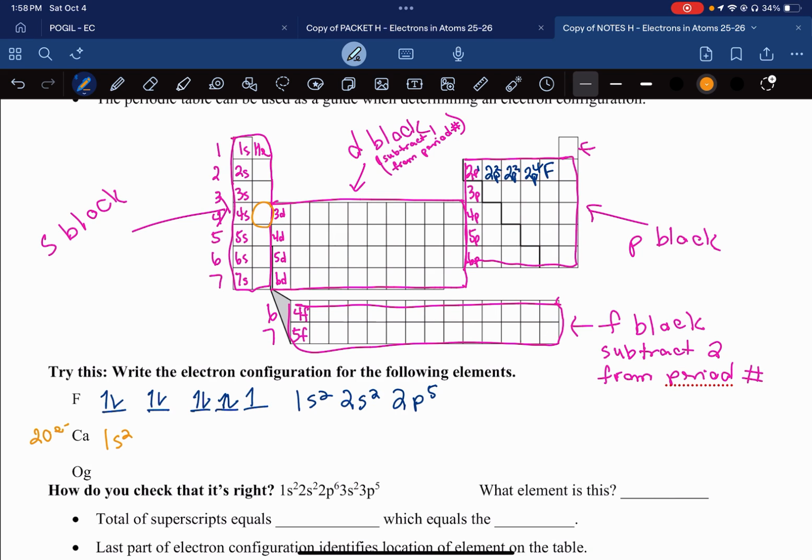Here we go. 1s2, that's 2. Then 2s2, that's 2 more. Then 2p6, that's 6 more. Now we have to do 10 more. After 2p, we go to 3s, so 3s2, and then 3p6.